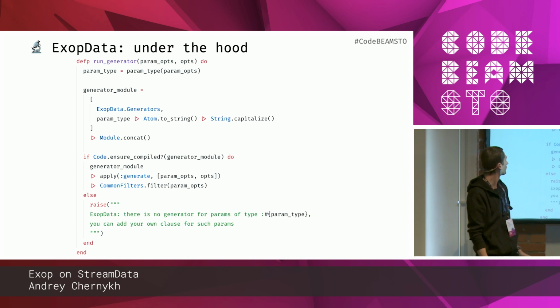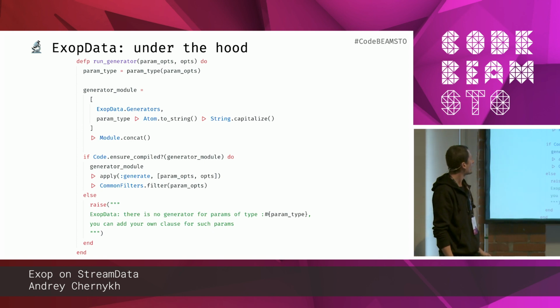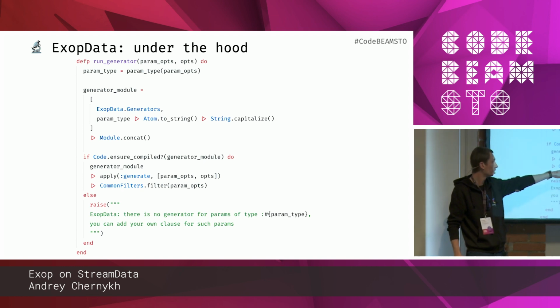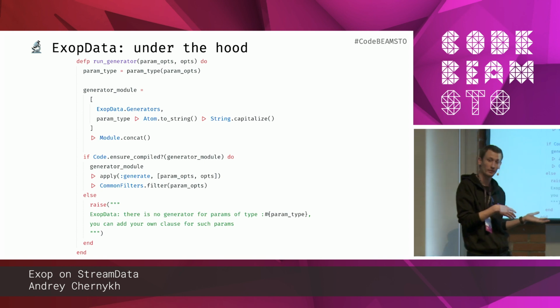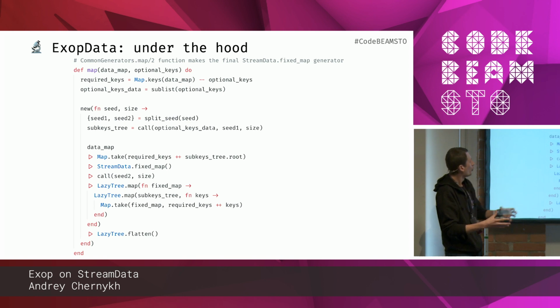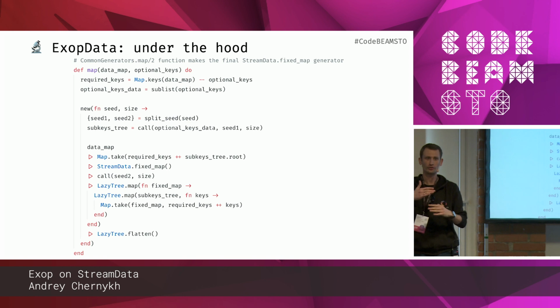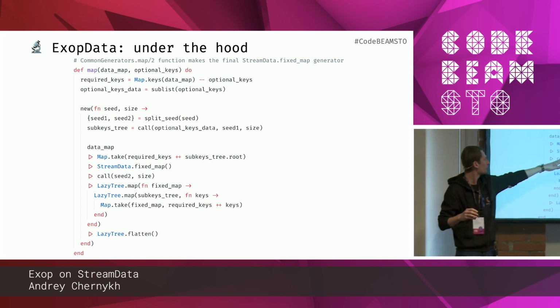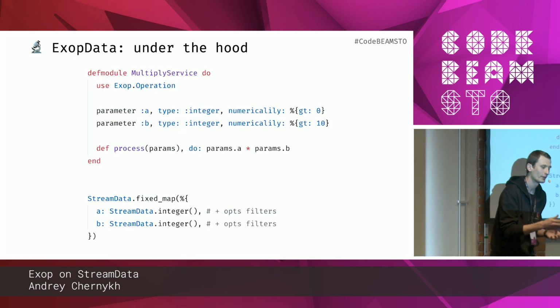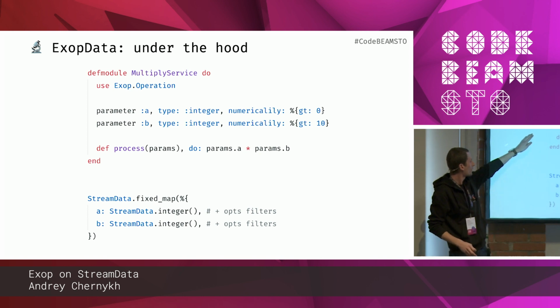Somewhere later in the ExopData source code, depending on a parameter type, we seek the corresponding generator module, as we saw for the string before. We ensure that it exists. We compile it and apply this function from the behavior, because we know that it exists since it conforms to the behavior. We apply some common filters and at the end we have collected a few StreamData generators for each parameter. Now we start to combine them and collect them into a StreamData fixed map in order to get a map of parameters with their values. So in essence, this operation's contract at the end becomes this StreamData generator. No magic at all.